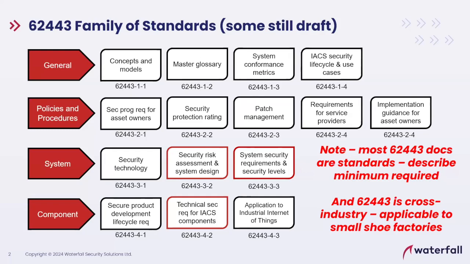This is the big part of the job of applying 62443: deciding which parts of 62443 to apply, basically deciding how much is enough. What security targets do I put in place for the different kinds of networks in my power plants? Because I'm not a small shoe factory. So a few things to keep in mind.